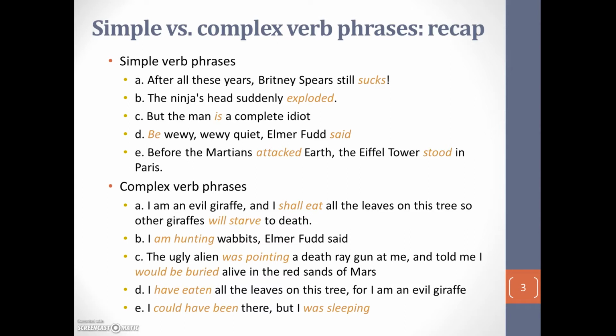In this case, we can even have 3 verbs in one. So if we go to sentence E at the bottom, I could have been there, where I could have been is one complex verb phrase, and it can actually consist of 3 verbs, but it's only the final one, been, that's a lexical verb. The other 2 are auxiliary verbs.